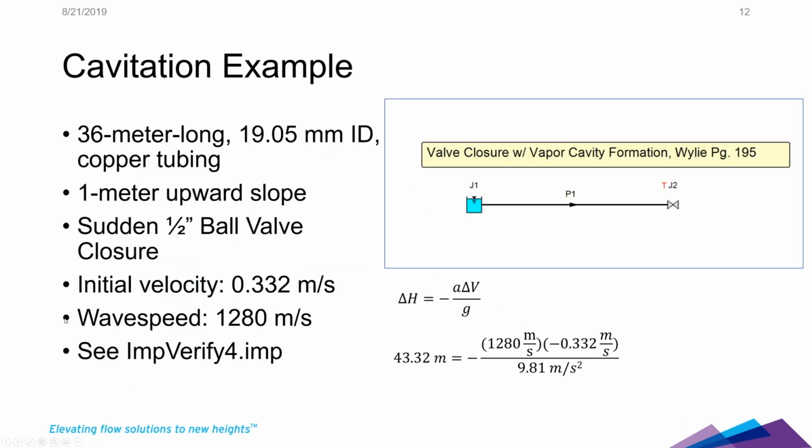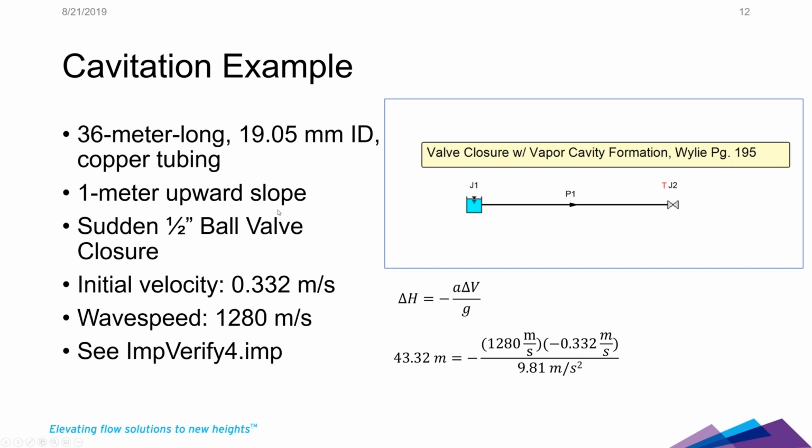Okay, so we looked at kind of system arrangements. What happens with cavitation? This example's from Wylie and Streeter, page 195. And I'll have all the references at the end of the presentation, so you can actually look at the editions and everything. So this is a really short system compared to the other ones we've been seeing, 36 meter long, 19.05 millimeter inner diameter copper tubing.